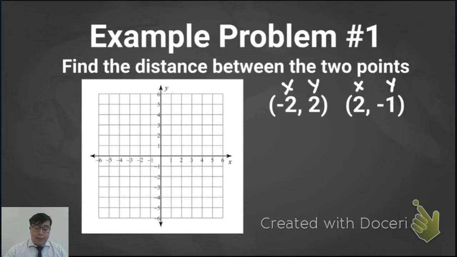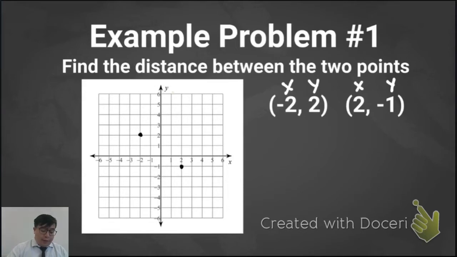So using that, let's go ahead and plot these 2 points. Which direction do I need to move in order to plot (-2, 2)? I need to move left 2 and up 2, so that's going to be right here. And which direction do I need to move in order to plot (2, -1)? I need to move right 2 and then down 1.